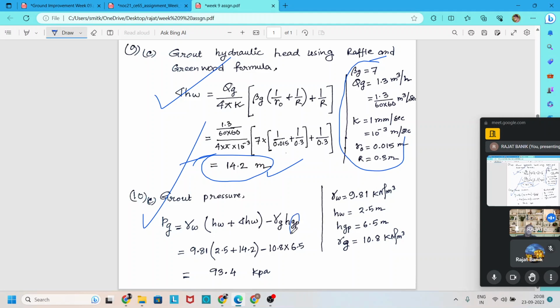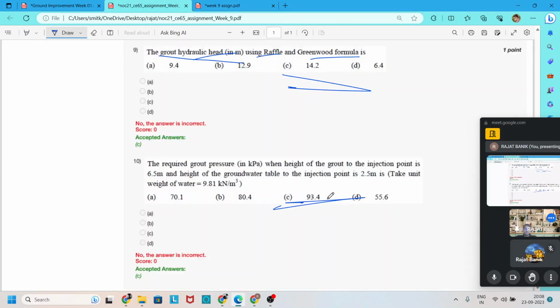So Hg is given as 6.5, gamma W is 9.81, gamma G is 10.8, HW is given as 2.5, and del HW we found as 14. All the values put here and we find that it is 93.4 kPa. The grout pressure is 93.4 kPa. The correct option here is option C.